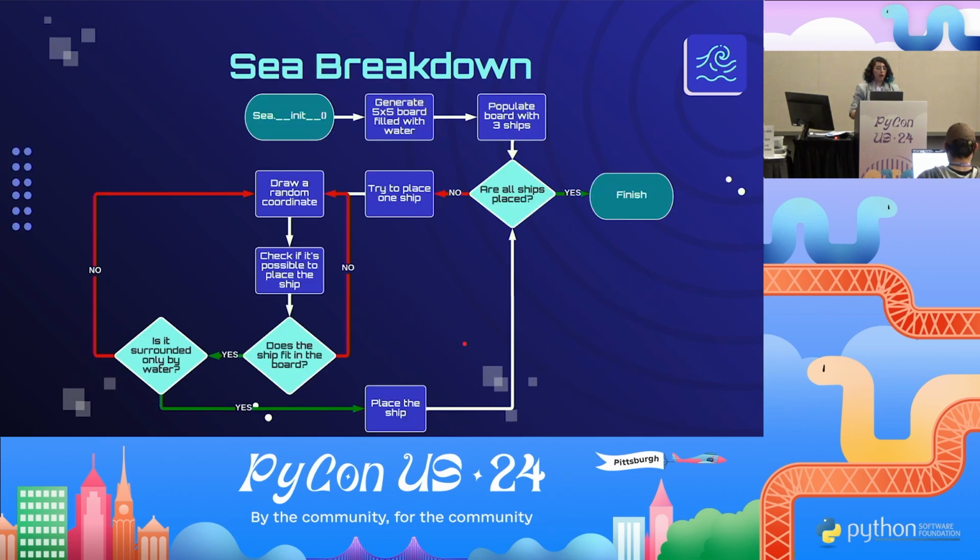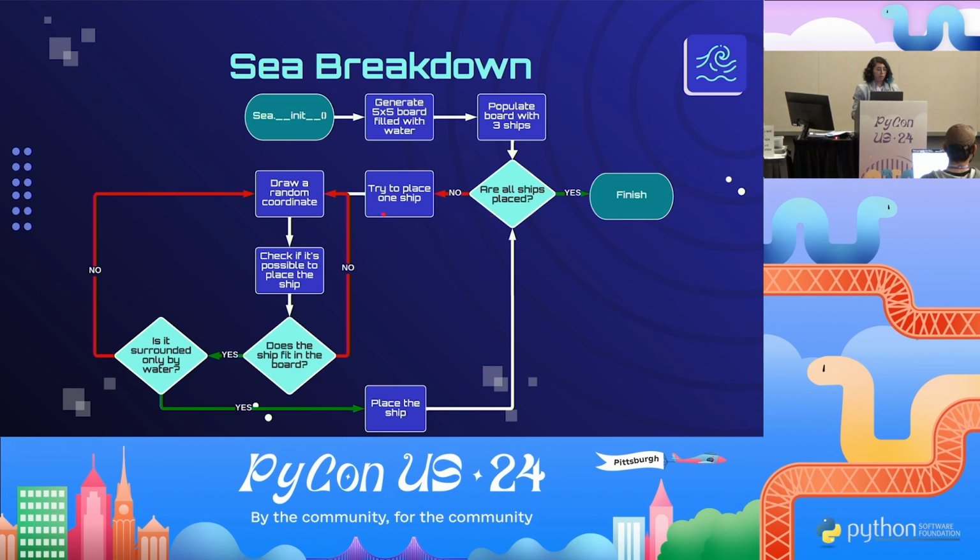So here is how the algorithm for generating the Sea works. First we are going to be generating a 5 by 5 matrix that we are going to be filling with water. Water is a constant that we are going to be defining as a brightness, so everything that is water should be just barely visible. Then we are going to be populating the sea with 3 ships, with lengths 4, 3, and 2. And we are going to be checking if all the ships are placed, and it's going to finish when we have the 3 of them placed.